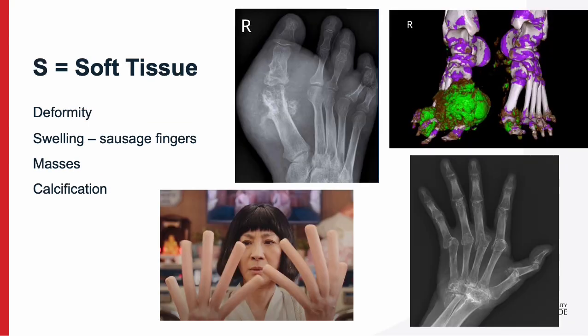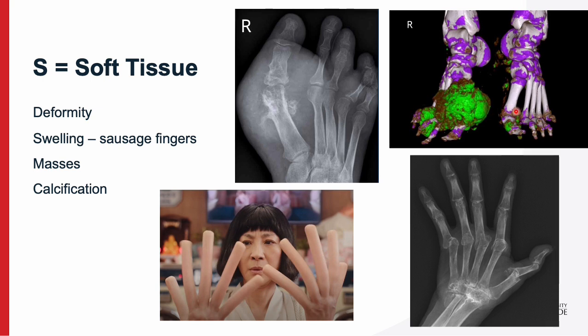S stands for soft tissue. So this includes deformity, swelling, and classically they call it sausage fingers, masses, and calcification. So you can see the top left picture has those beautiful punched out erosions that we've already described associated with gout. You can see this marked soft tissue swelling, again further soft tissue swelling here, causing splaying or separation of these toes. There's some amorphous calcification within this area, more dense calcification.